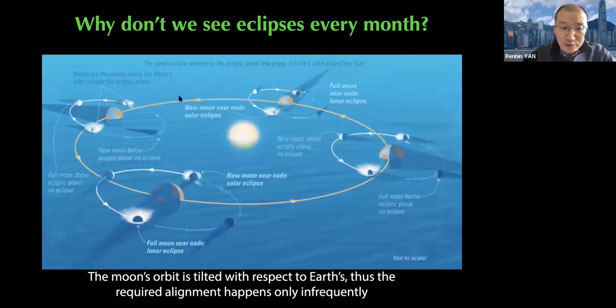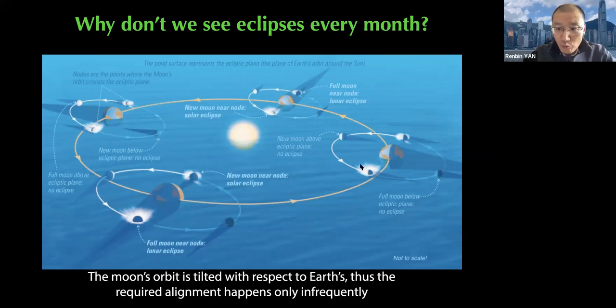Here is another picture trying to explain this. So you can imagine that we can put the orbital plane of the Earth around the sun on a water surface. So imagine there's a pond. You have a water surface, this blue water surface, and let's put the Earth's orbital plane on this water surface. And then because the moon's orbit around the Earth is tilted, sometimes the moon goes above the water, sometimes it goes below the water, right?